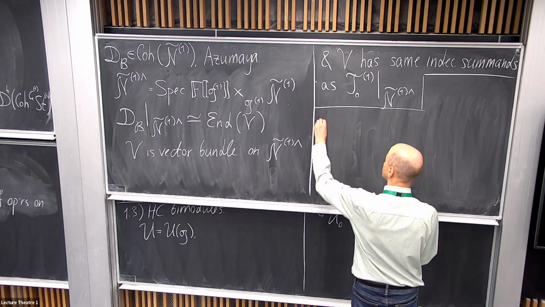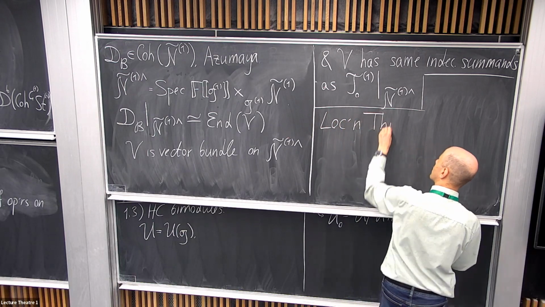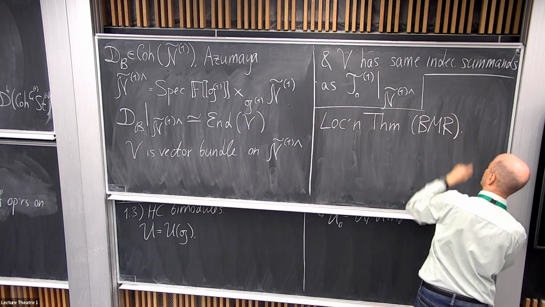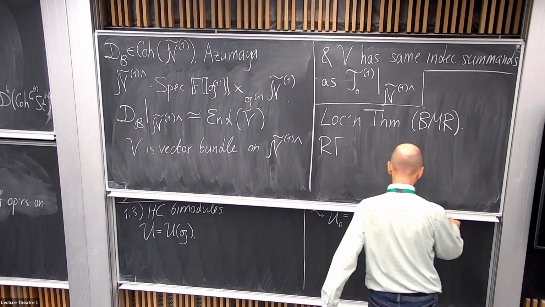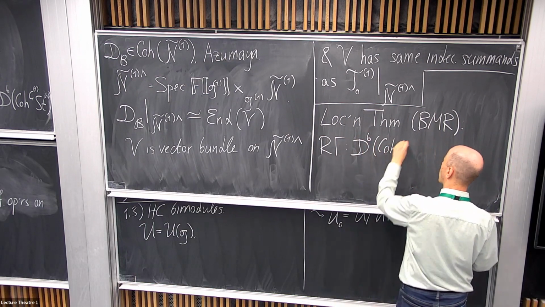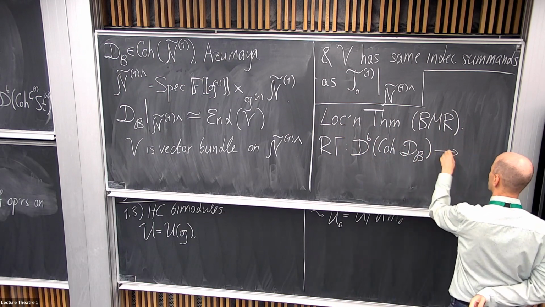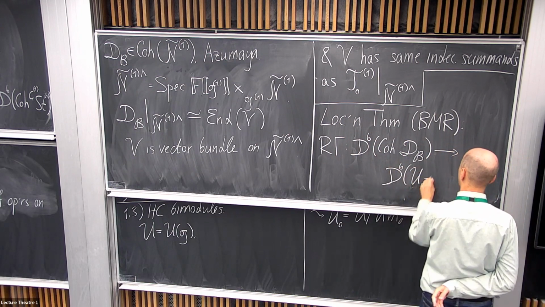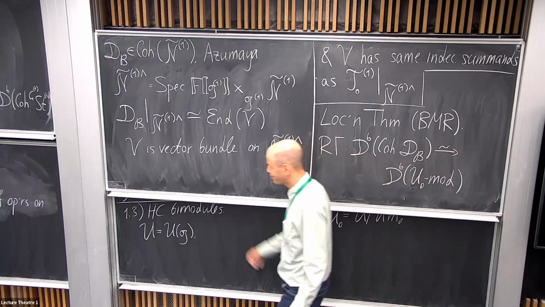So another thing that I'm going to need is the localization theorem due to Bezrukavnikov, Mirkovic, and Rumynin. And what it says is that the derived global sections functor, or gamma, going from D of B, for the differential operators, to D of B U0 mod, is actually an equivalence.